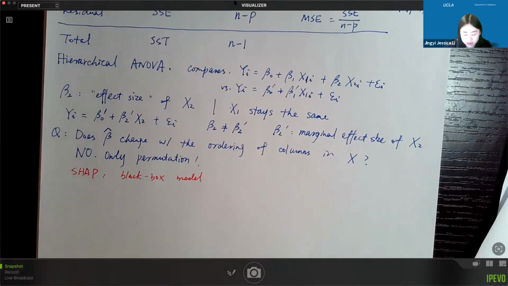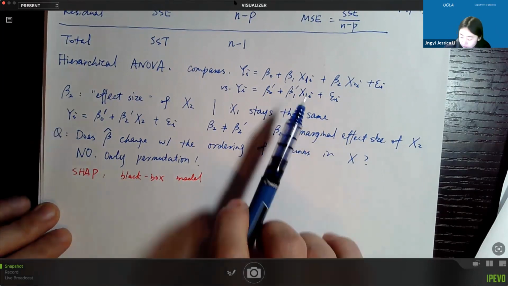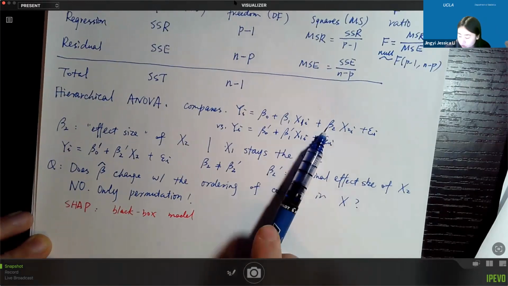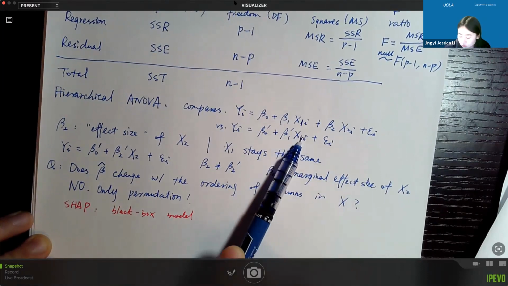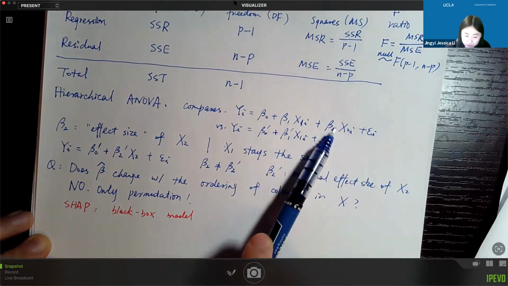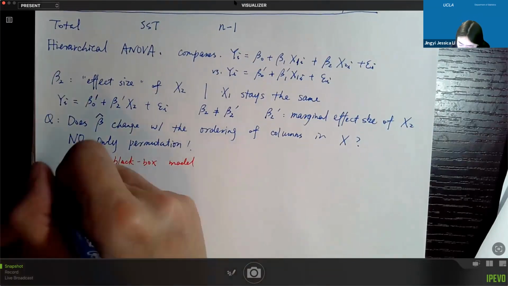So let's come back to our linear model. Having said those things about the interpretation of beta 2, let's look at what the hierarchical ANOVA does. In hierarchical ANOVA, the order does matter. When we say it compares those two models, it means that we consider x1 to go first and x2 next. Let's look at the table.